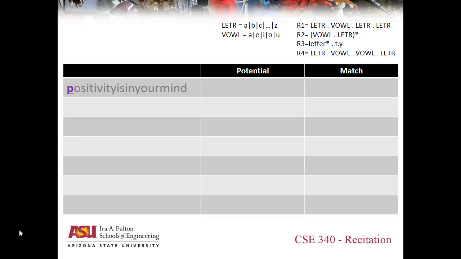The string that's passed in is "positivity" in your mind, and we're going to use these rules to figure out which ones apply. So with the P as input, which ones are currently potentials? Which ones could possibly be a match down the line? R1?